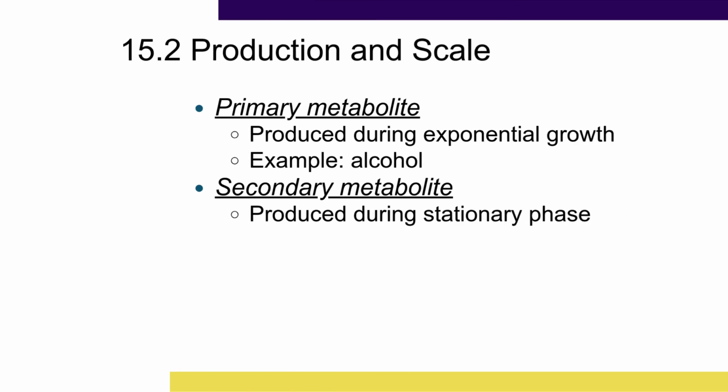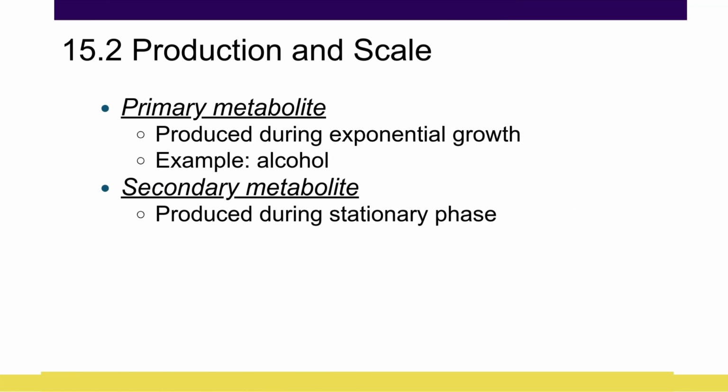Next, we explore section 15.2, Production and Scale. It's important to distinguish between two types of microbial products. A primary metabolite is produced during the exponential growth phase of the microorganisms. A classic example is alcohol. In contrast, a secondary metabolite is produced during the stationary phase, after the main growth period has slowed down.